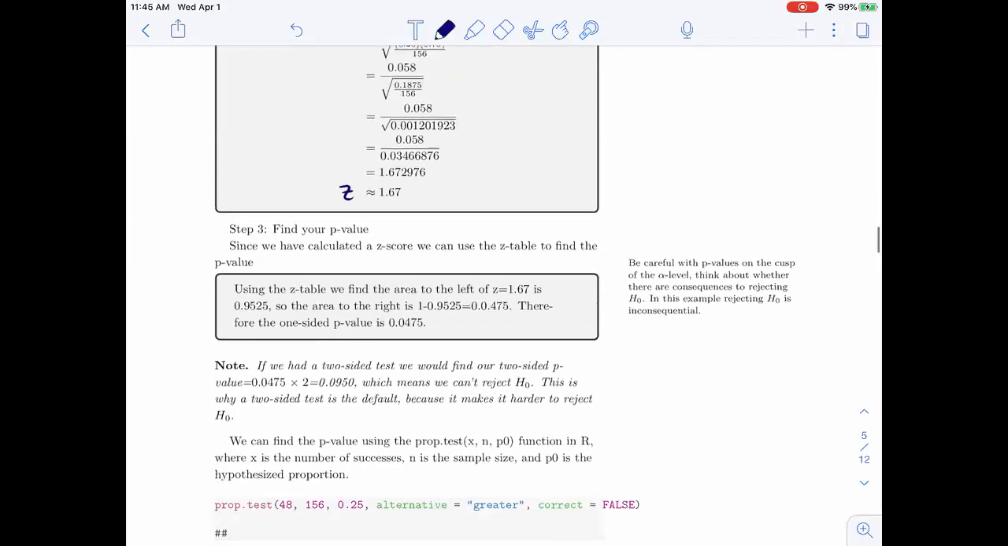And so here, we suspect that we will not be able to reject H naught. It's kind of close, 1.67, to reject H naught, just because it's not past 2. But we're going to use our p-value to be the judge.